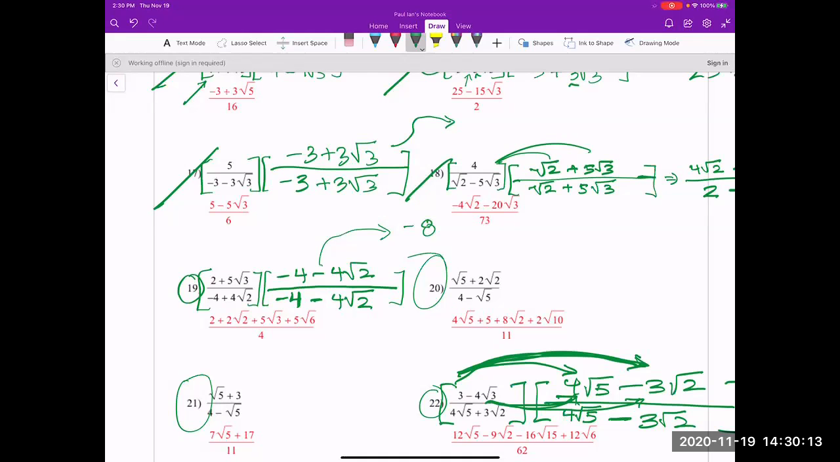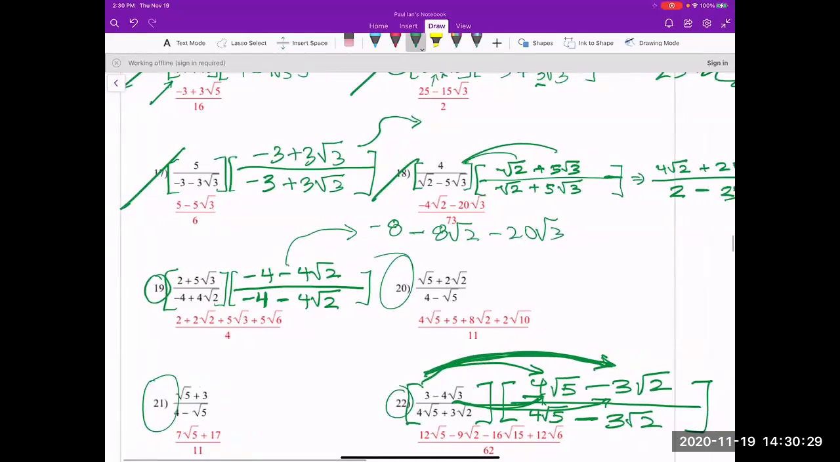And then you also have 2 times, so the other 2 times the other one is negative 8 root 2. And the third term is negative 20 root 3. These are the ones that are messy because there's a lot of them. Negative 20 root 3, and the next one is negative 20 root 6. So okay, at least we have the right order. And then the bottom is going to be 16.